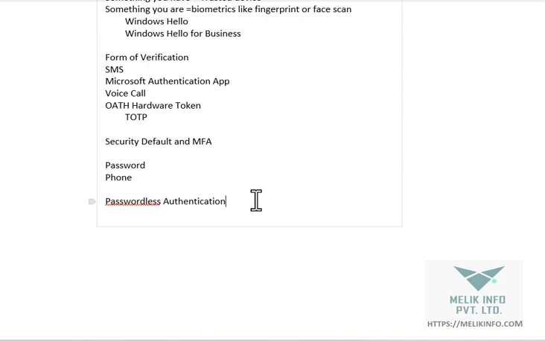Now we have biometrics. You know that biometrics uses human characteristics. It can use your hand geometry, your fingerprints, your iris, your face. Windows Hello provides these facilities to authenticate yourself by using fingerprint or facial recognition.